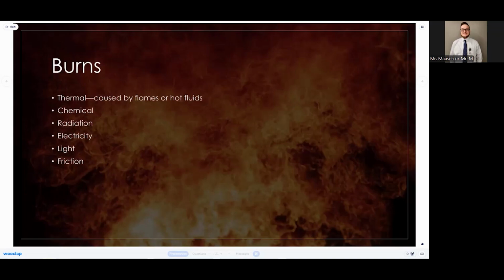So burns, some of the things that can cause burns: thermal. This would be hot flames, hot liquid. This is going to be your most common, from actual house fires, hot liquids, children burning in hot water in the bathtub, that sort of thing. Chemical, radiation, electrical burns, UV light, technically sunburns, and even friction.